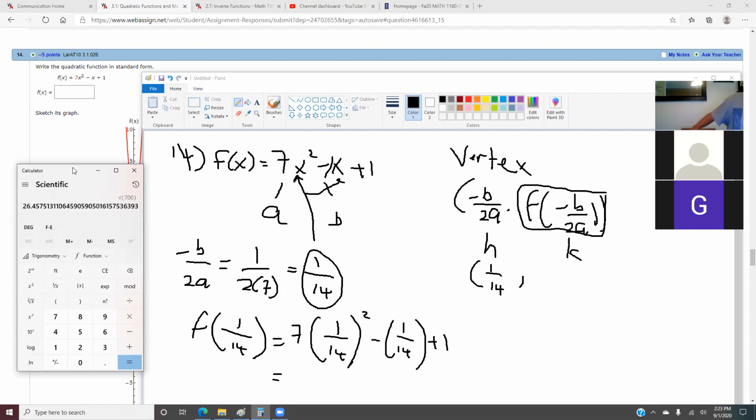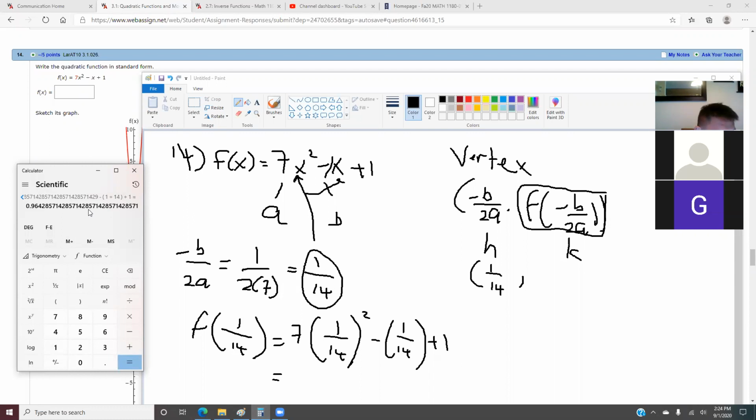So what we're gonna do in this case is you just need to use a calculator and figure this one out. So 1 over 14 squared times 7, and then minus 1 over 14 plus 1. So you get all this.